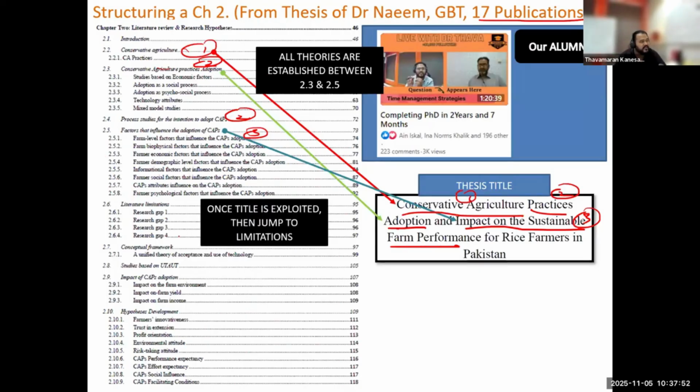Then once all of these are done, then only you go into limitation to establish your research gap very, very clearly. Be very clear what you exactly intend to do. Then, based on the research gap, you propose your conceptual framework. All right. Then here you see UTAUT, studies based on UTAUT. So whatever theory they discussed here, they are rejuvenating the theory here so that there is a connection to the conceptual framework.